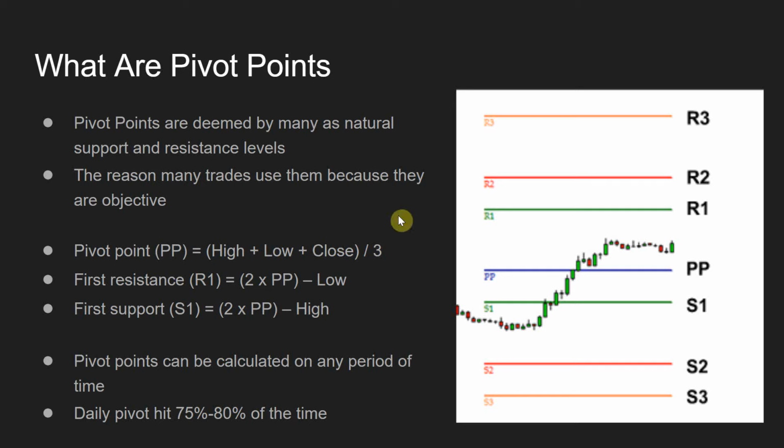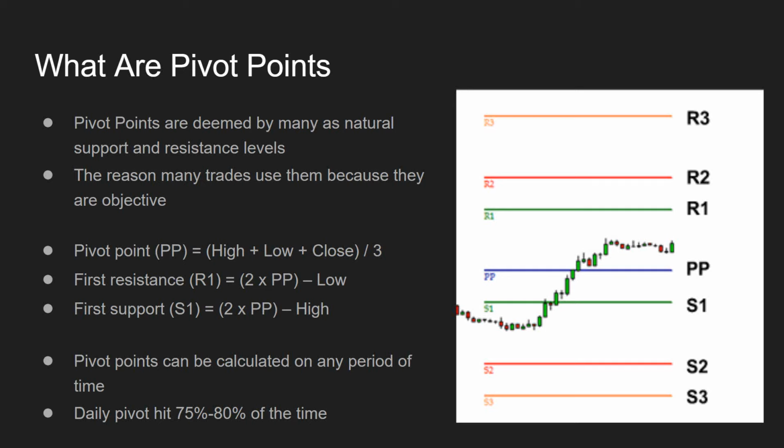And the reason why a lot of traders and institutions are deemed to use pivot points is because they are objective. So again, similar to round number levels, it doesn't matter whether you're looking at my trading chart or someone else's trading chart, it's the same level. And assuming that everyone has the same broker close time, your pivot points are going to be exactly the same.